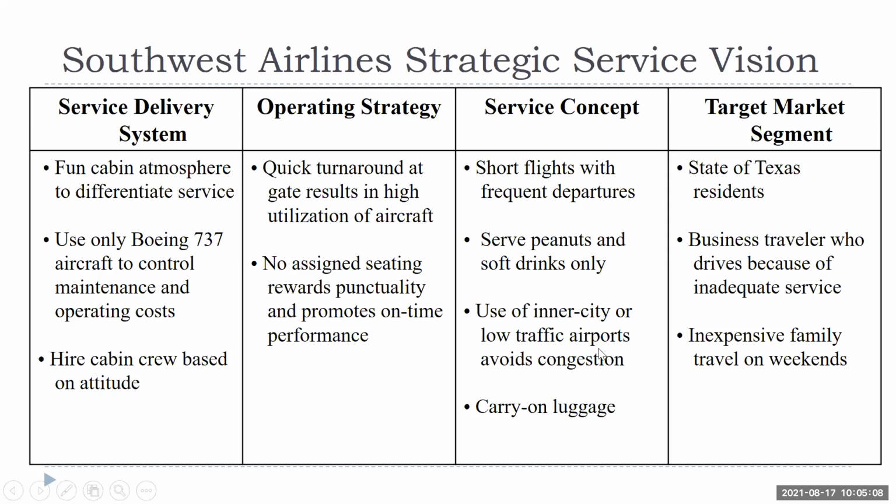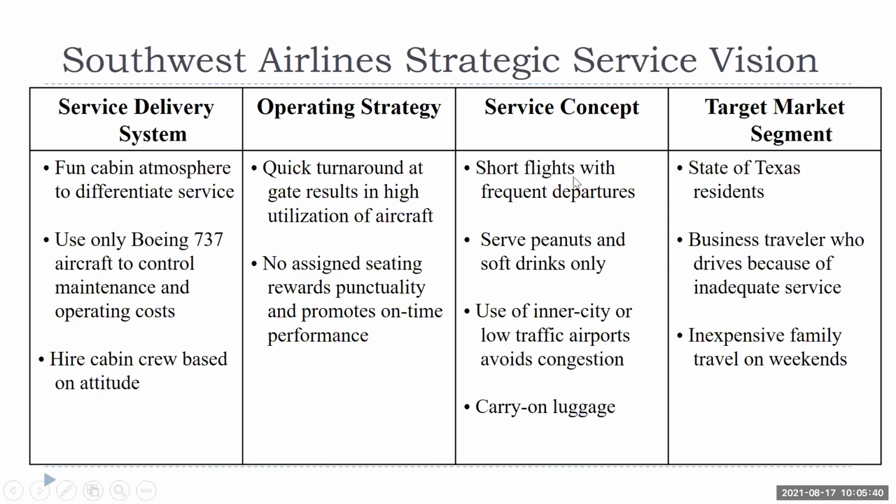Huge inner city or low traffic airports avoid congestion, because bigger cities obviously already have competitors, right? So they got into the smaller cities, where congestion is not there, low air traffic also. Carry-on luggage only, because it is a small flight, 45 minutes or 1 hour. Whatever 7 kgs or 10 kgs you can carry with yourself. There is no checked luggage; 15 kgs or 20 kgs they did not allow, right?